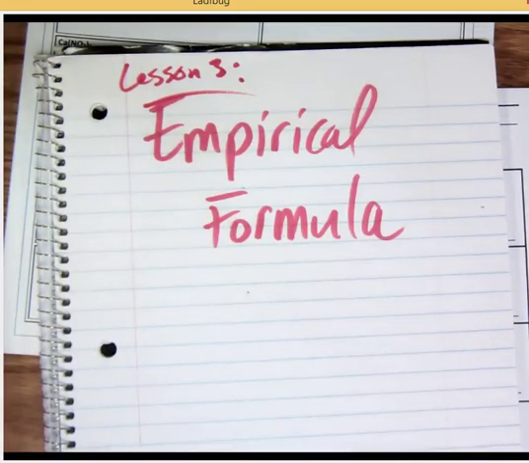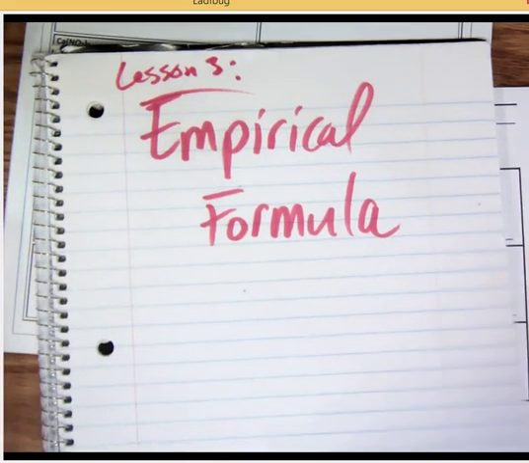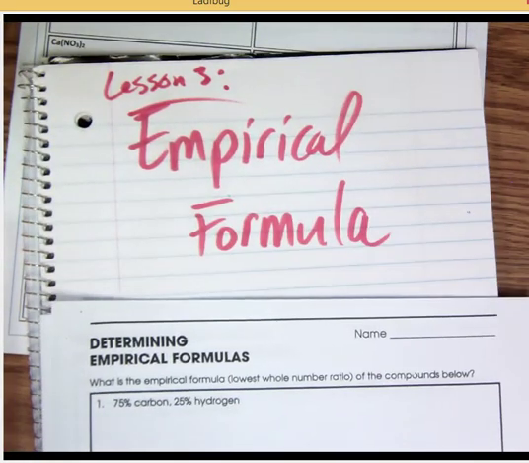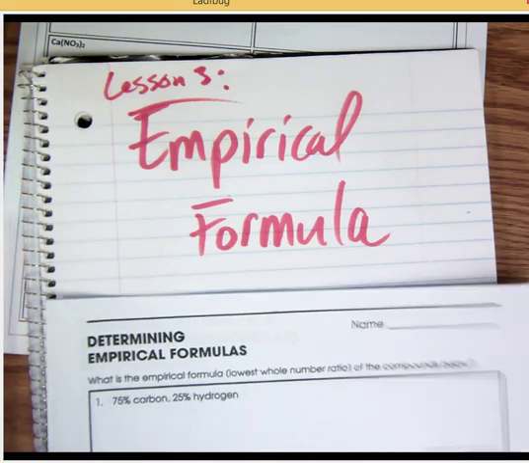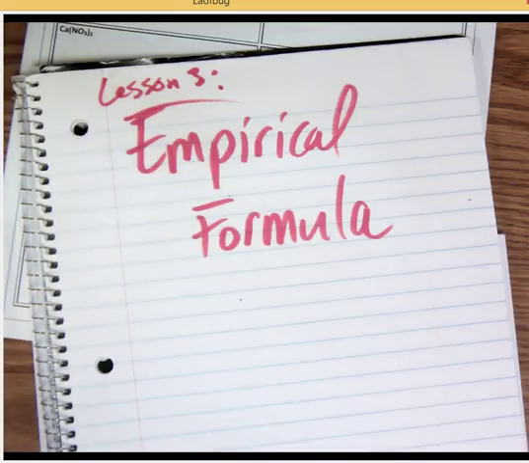Lesson 3, empirical formula. What the heck is this, right? Empirical formula is called, let me see, I don't remember the definition. Here it is. What is the empirical formula? Lowest whole number ratio of the compounds below. Okay, so it is the lowest whole number ratio.